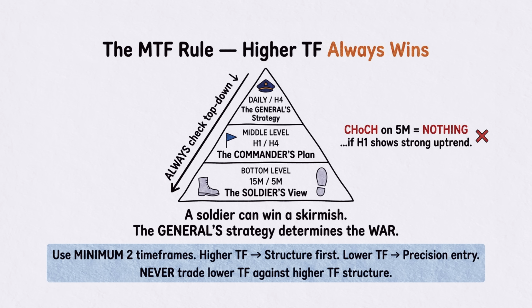Think of it this way. The daily chart is the general strategy, the 1-hour chart is the battlefield commander's plan, and the 15-minute chart is the individual soldier's view. A soldier can win a skirmish, but the general strategy determines the war. Here's your practical rule. Use at minimum 2 time frames. Read structure on the higher one first, then zoom into the lower one for precision. And never, ever, trade a lower time frame signal that contradicts the higher time frame structure.